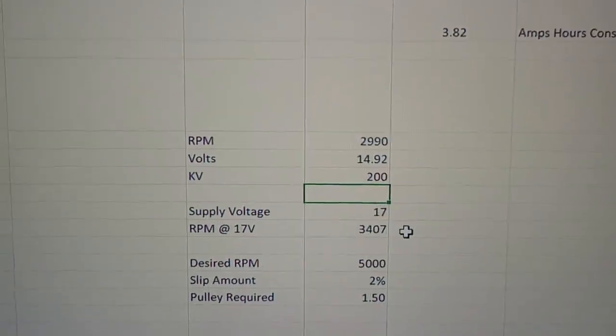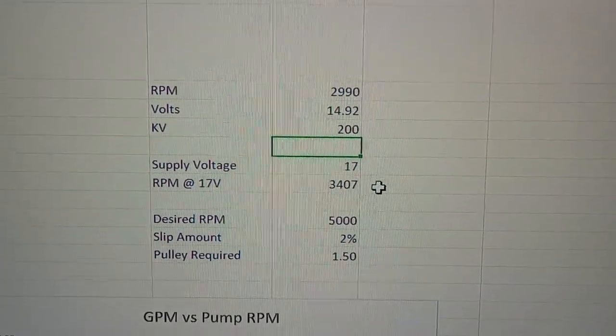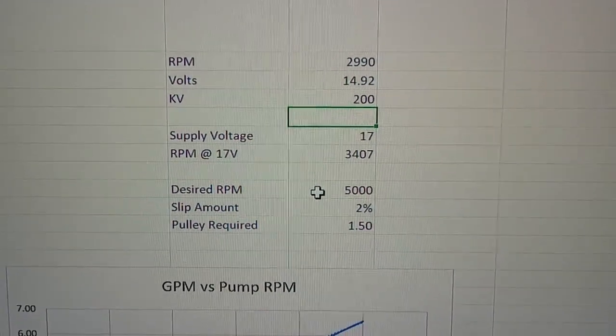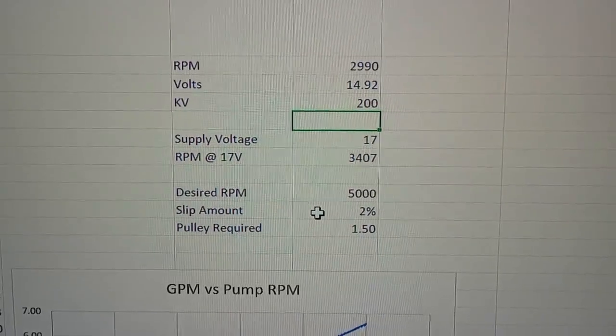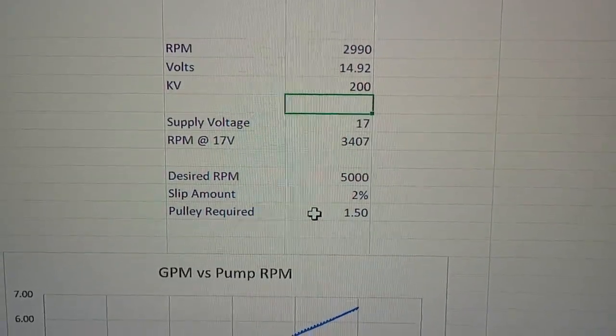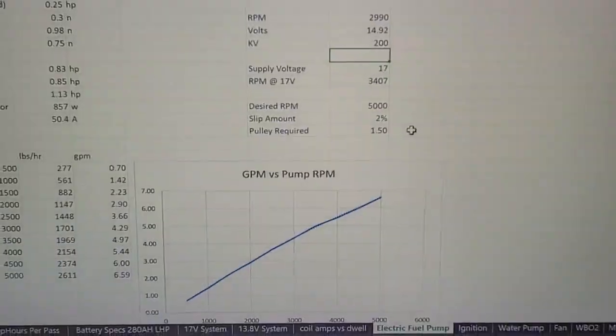Interesting number. Interesting because the fuel pump I want to run has a max RPM of 5,000. So I went down here and I said, hey, if we want the pump to spin 5,000, and let's assume the motor has like 2% slowdown or something under load, we end up needing to pulley it up exactly 1.5 to 1. That's a nice pretty number.